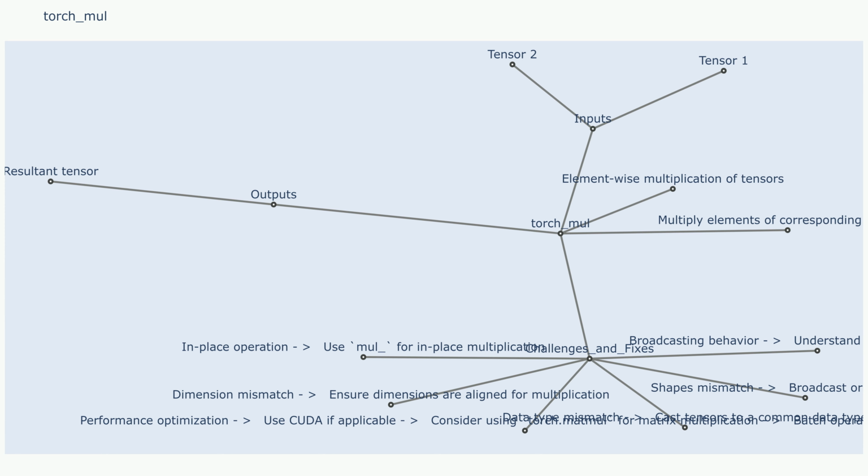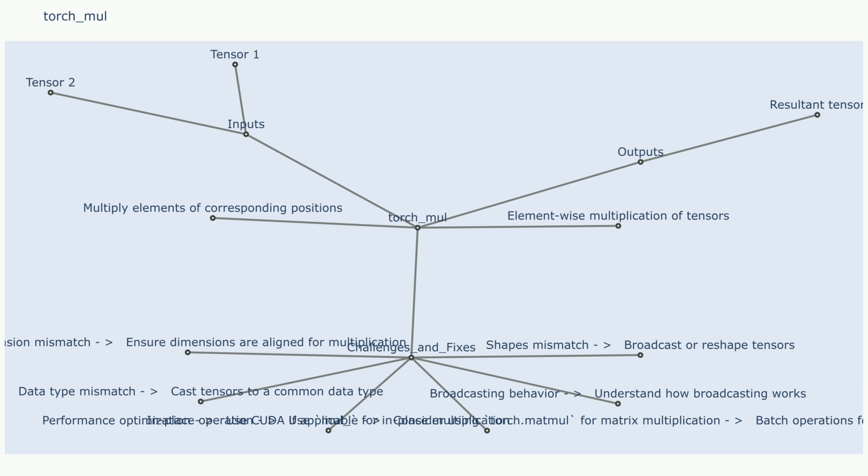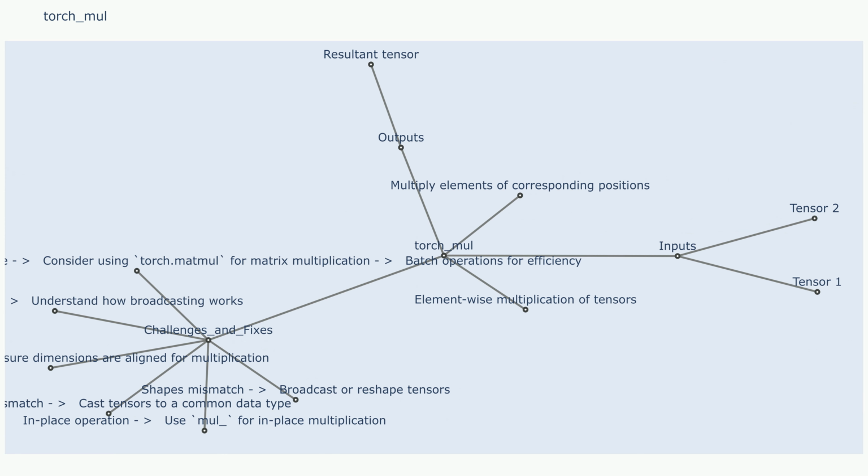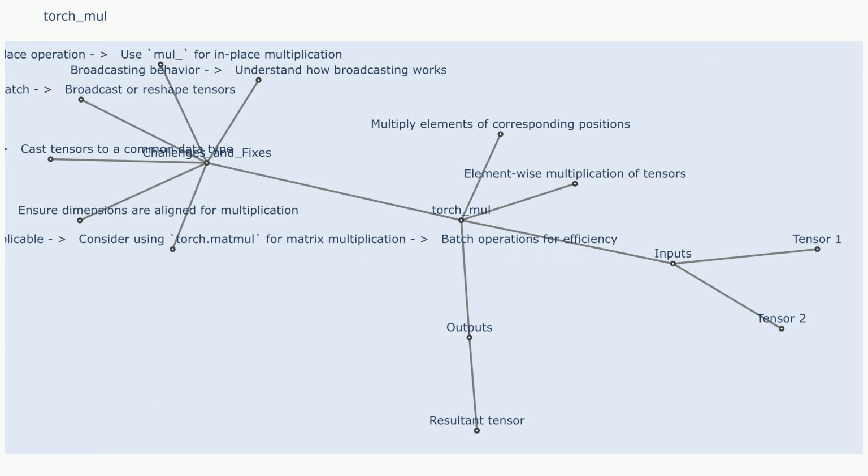Challenge 2: input tensors have differing data types. Sample use case: attempting to multiply a tensor of integers with a tensor of floating point numbers. Fixes: convert one or both input tensors to a common data type before performing the multiplication. You can use functions like torch.float or torch.long to achieve this.